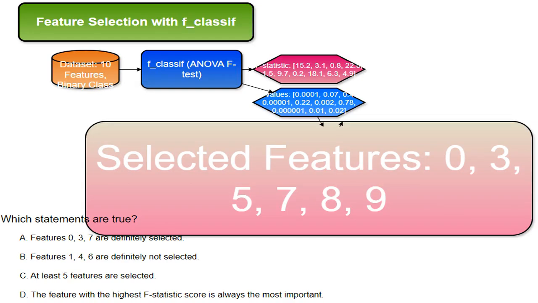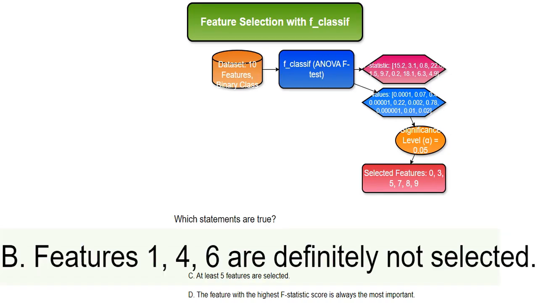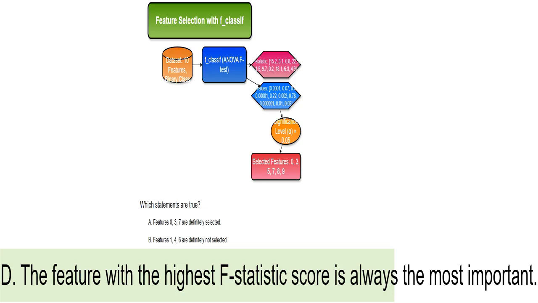I'll be evaluating the truth of the statements provided based on the features selected after applying the f_classif function and considering a significance level. Let's see if this is true based on my analysis of the p-values. I'll check this statement too against the p-values. I need to count the number of selected features to check this claim. I need to compare the F statistic and the p-values to see if the feature with the highest F statistic is always the most important.